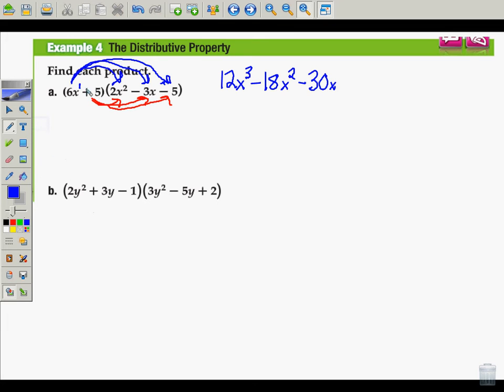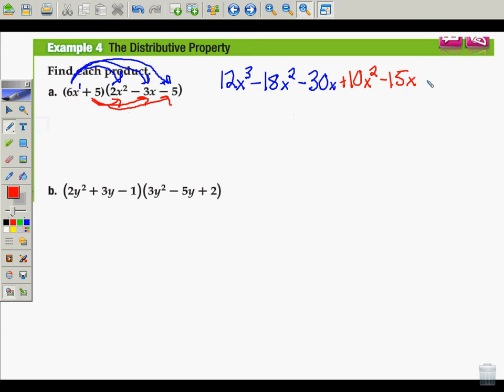You don't need to worry about binomial, trinomial so much. Just the first term in the first piece, okay, breaking it down into very simple language. First part of the first piece multiplied by each part of the second piece. Then I got to take the second part of my first piece and multiply it by each part of my second piece. Okay, so positive 5 times positive 2x squared gives me positive 10x squared. Positive 5 times negative 3x will give me negative 15x. Positive 5 times negative 5 gives me negative 25.